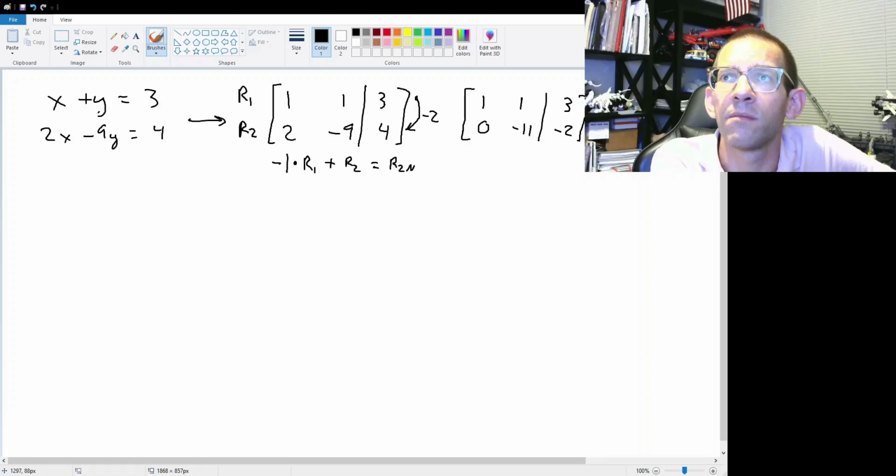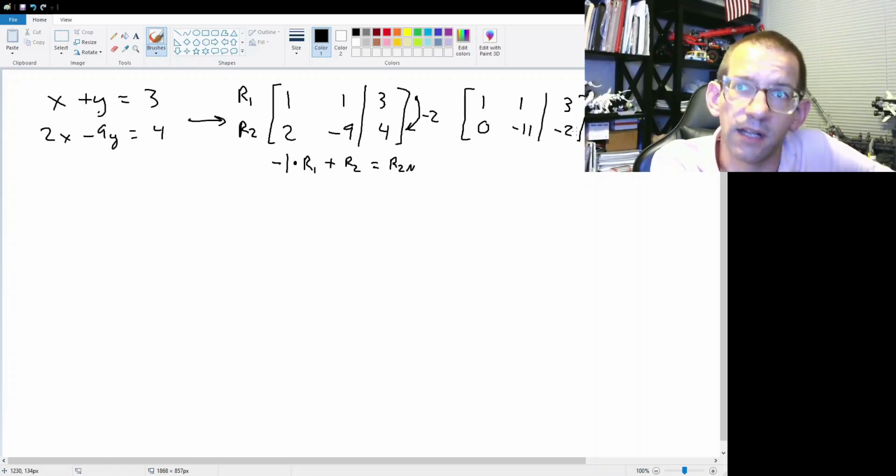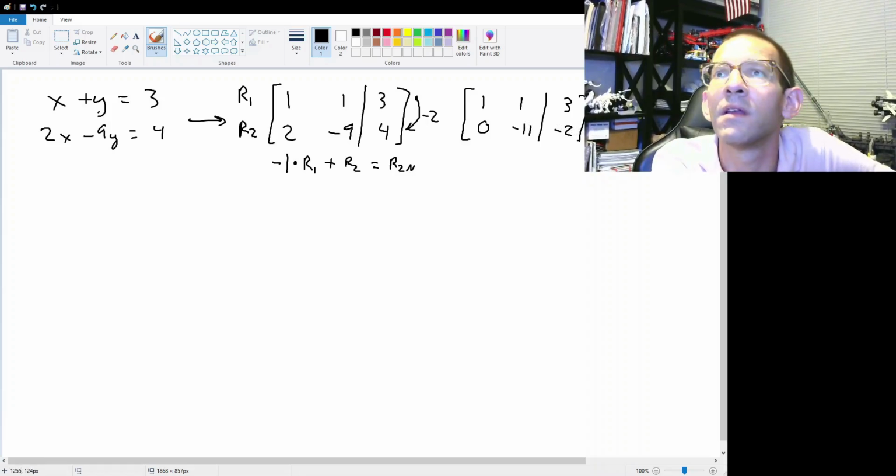Now, being as row 1 is finished for now, we need to make it so that the second row has a 1 in the second column, which is technically the last column because that's our unknown variables. And so I'm going to multiply this by -1/11, the reciprocal, and then make an annotation.